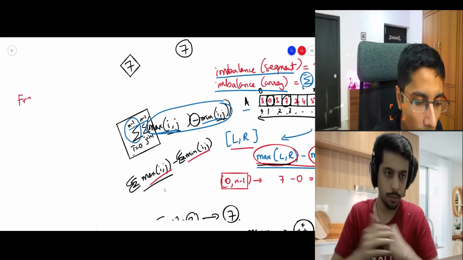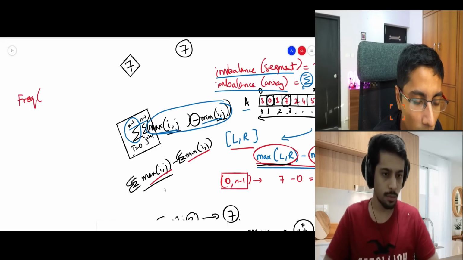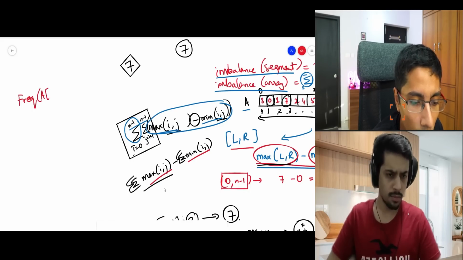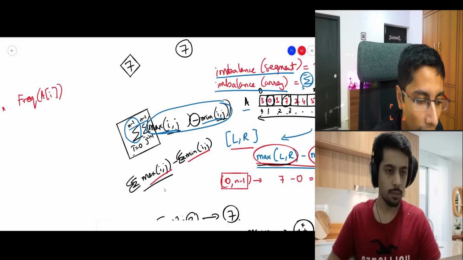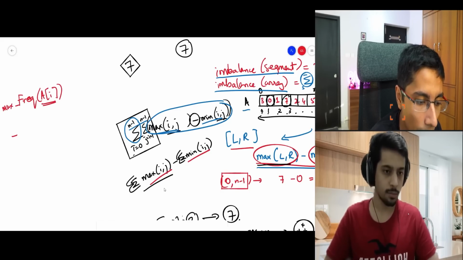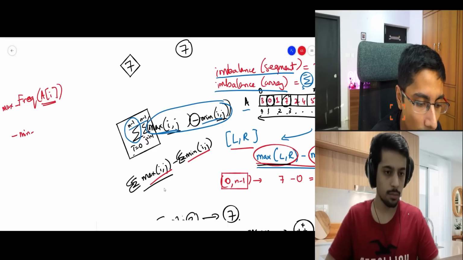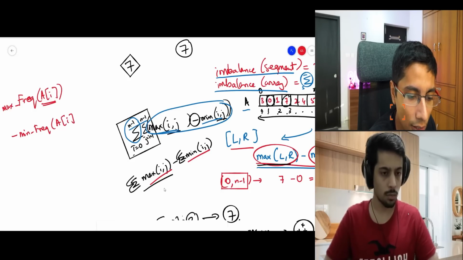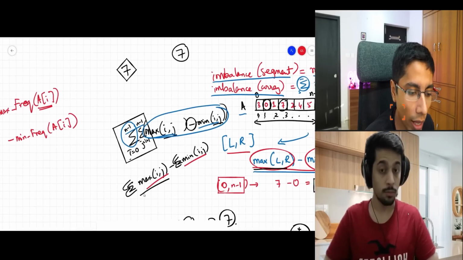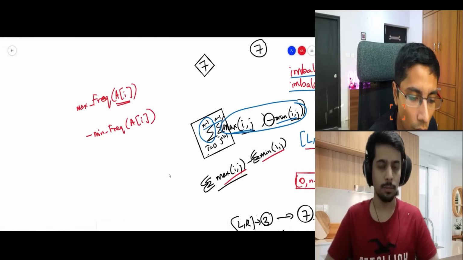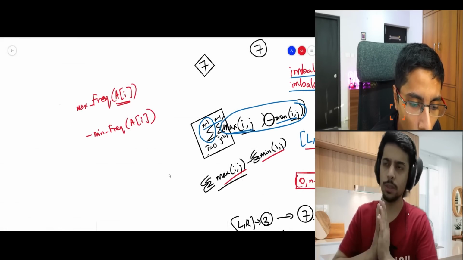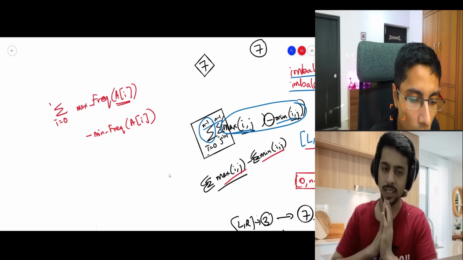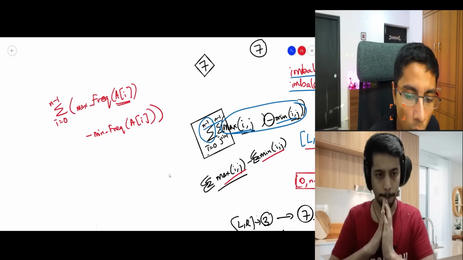Yeah. So it becomes a very simple thing. The frequency of any element a of i as max, the number of times this element a of i is maximum, minus the number of times that it is minimum, is the answer that we are looking for. And this is for all i. Perfect. Let me just convince myself. i equal to 0 to n minus 1. Yeah, this is what we need to do.